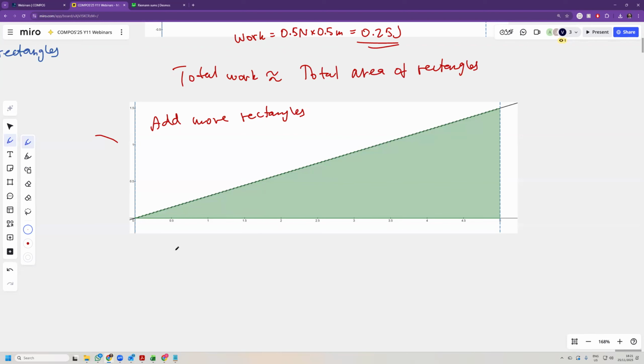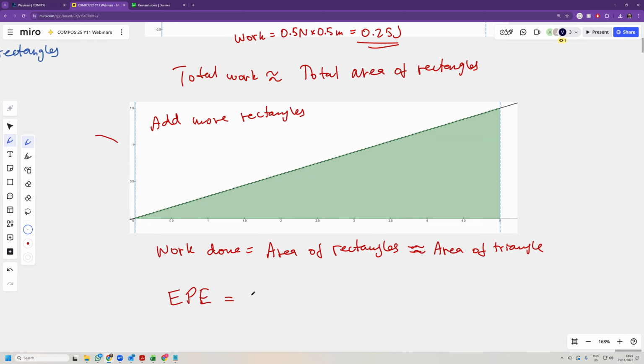So now we can see that the work done is the area of rectangles, which is also approximately the same as the area of the triangle, which is the area under the curve. So bottom line is elastic potential energy is equal to the area under the graph.